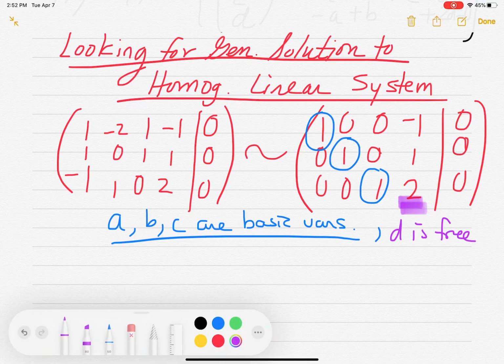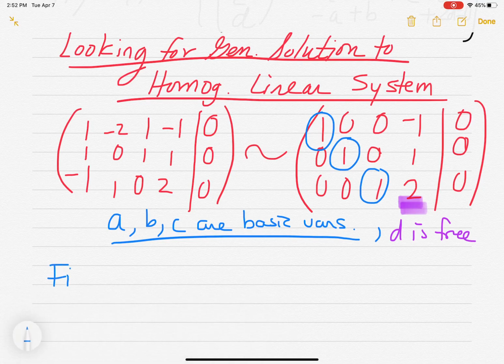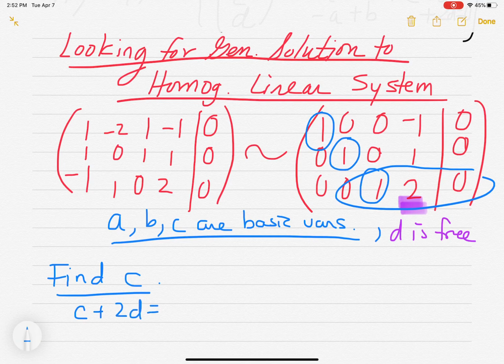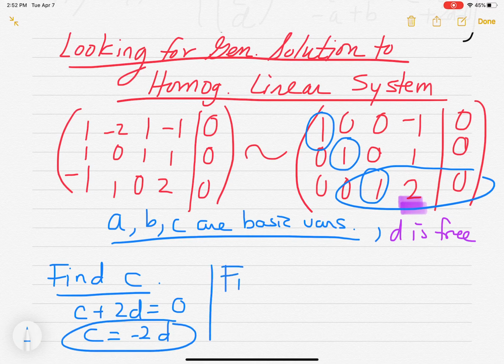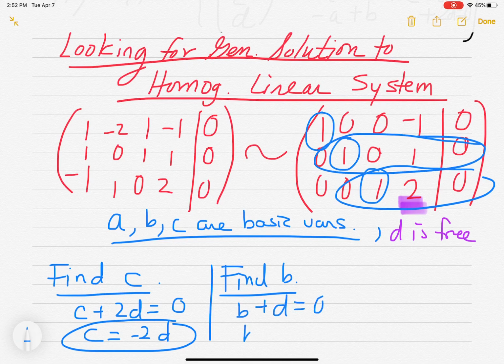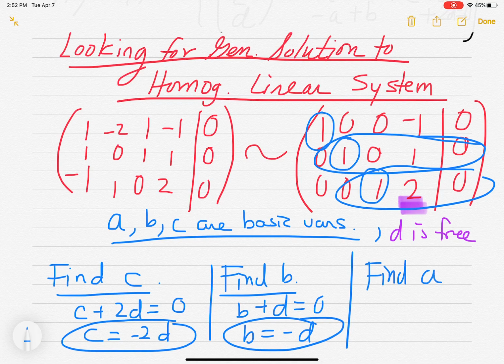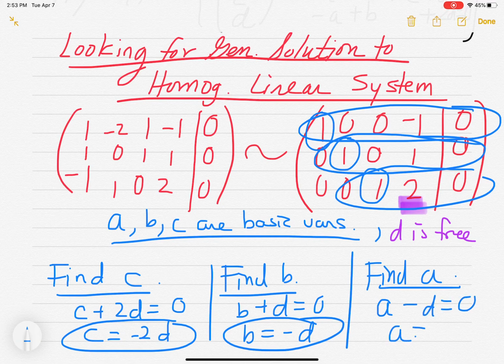So what we have to do is find A, B, and C. Let's find C first. You work in reverse order. This is back substitution. We're going to have C plus 2D equals 0. That's C equals minus 2D. All right, let's find B. Let's use the second row for that. Got that pivot there. We're going to have B plus D equals 0. That's B is negative D. All right, let's find A in terms of D. Let's use that first row. We're going to have the equation A minus D equals 0. We can solve A equals D.